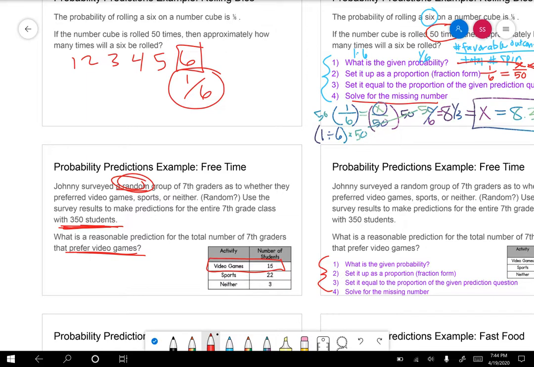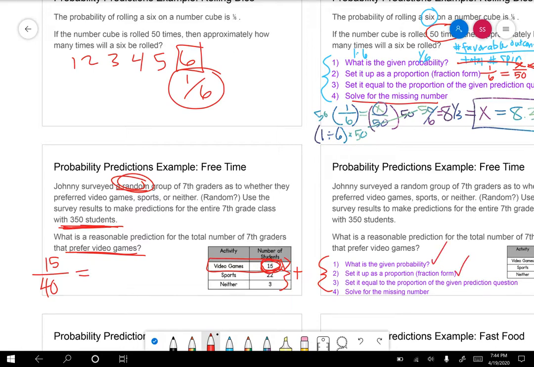Okay, what is the given probability? So they give us the number 15 for the number of students who do prefer video games out of the survey. The bottom number would be the number of students total that were surveyed. So basically we're adding all of these numbers up. We want the sum of those numbers. 15 plus 22 plus 3. Okay, that'll give us 40. Okay, so we've done that.